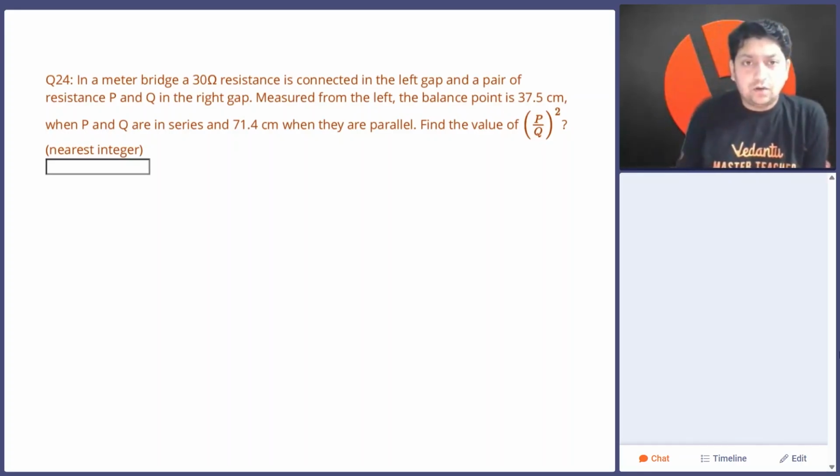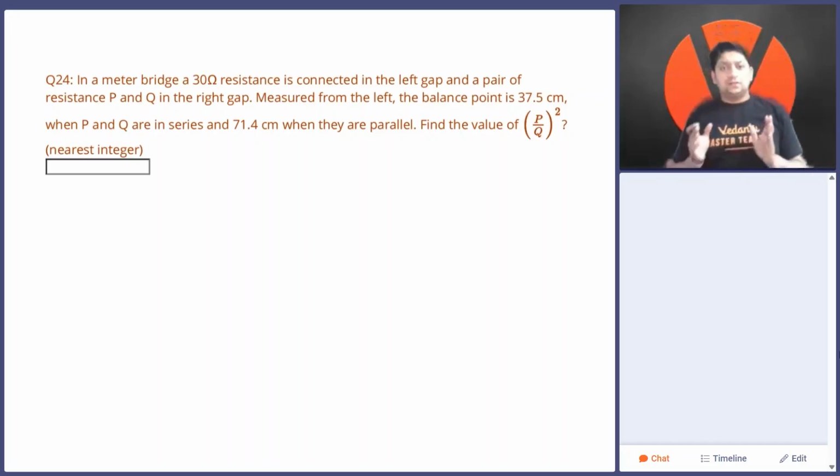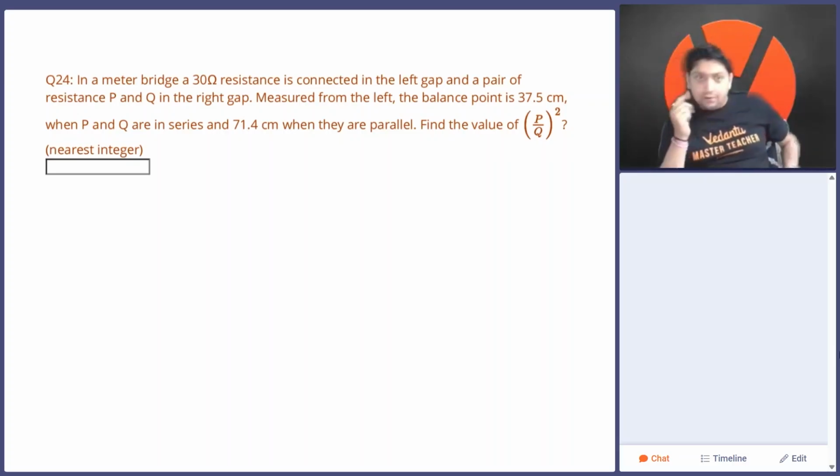A meter bridge of 30 ohm resistance is connected in the left gap and a pair of resistances P and Q in the right gap. Measured from the left, the balance point is 37.5 centimeter when P and Q are in series and 71.4 centimeter when they are parallel. Find the value of P by Q.